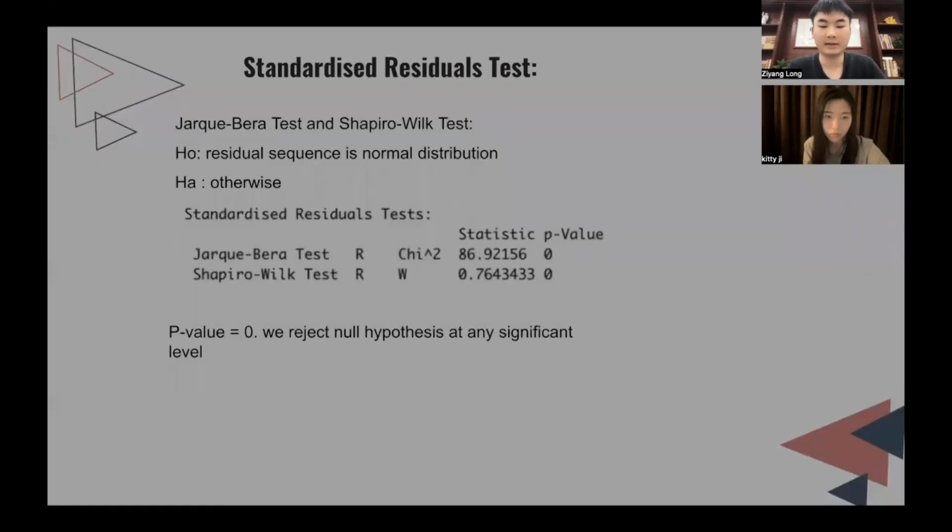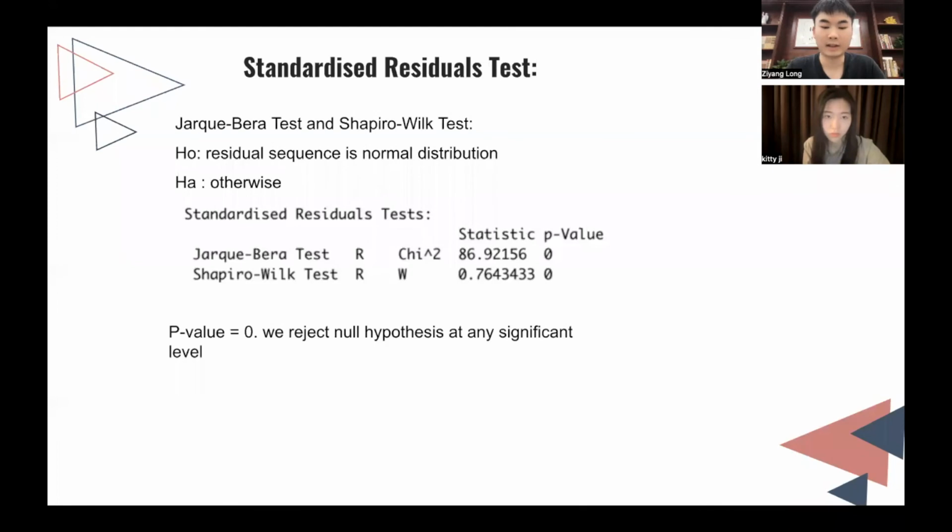Let's move to standardized residual tests. We have done 4 tests for this model. The first 2 tests are the Jarque-Bera test and the Shapiro-Wilk test. The null hypothesis of these first 2 tests is that the residual sequence is normally distributed. We can see the p-values of these 2 tests are both 0. It means we reject the null hypothesis at any significance level. The residual sequence is not normally distributed.